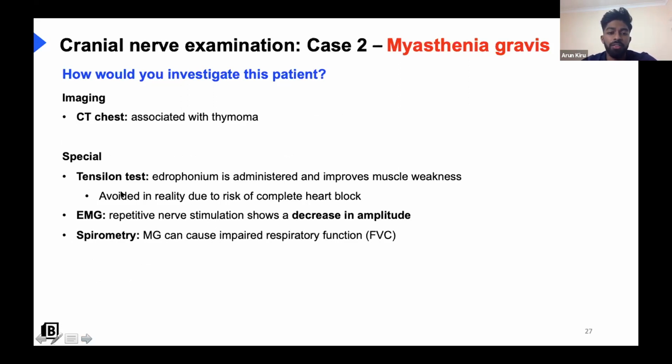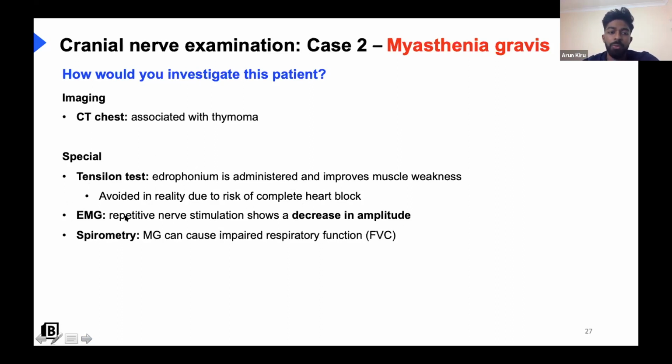And then special tests. So the tensilon test is not really used clinically, but you can mention it. Always say, I would avoid this in reality because there's a risk of heart problems, but this is basically where you give edrophonium. It reverses the cause of myasthenia. So they don't have that fatigability. Their strength is improved. You could do an EMG, and this is the gold standard to diagnose.